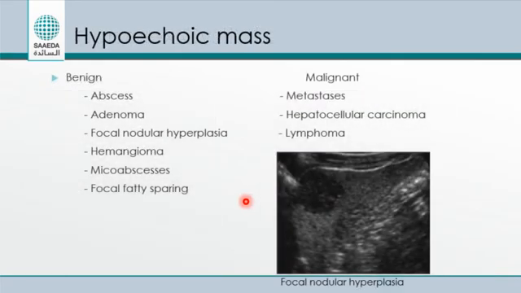Hypoechoic masses in the liver can be benign, can be malignant. We cannot say. It can be abscess, adenoma, focal nodular hyperplasia, hemangioma, microabscesses, even focal fatty sparing, or can be malignant like metastasis, hepatocellular carcinoma, and lymphoma. For example, this case was a focal nodular hyperplasia. You can see a hypoechoic, well-defined mass, and that's it. We have nothing else to differentiate which is which. It can be as well a metastasis. We don't know.